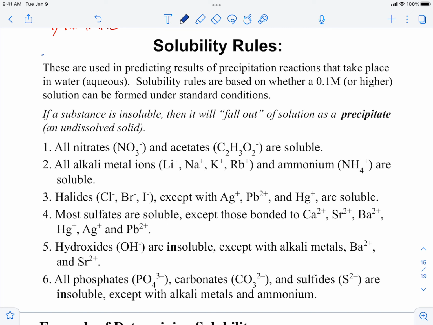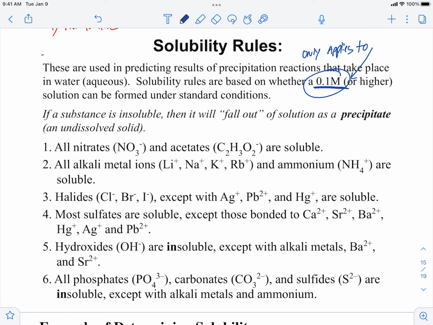Oh, by the way, solubility rules are based on whether you have 0.1 molar concentrations. If you have concentrations other than 0.1 molar, then this list is not valid. So it only applies to this concentration. 0.1 molar is a standard lab concentration, like anywhere you go, so that's kind of why we came up with this set of rules for this.